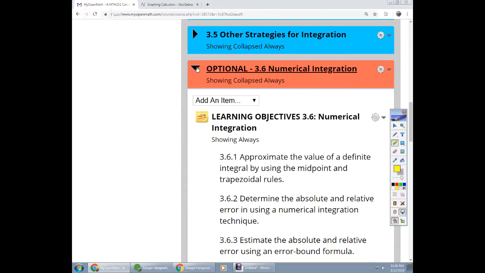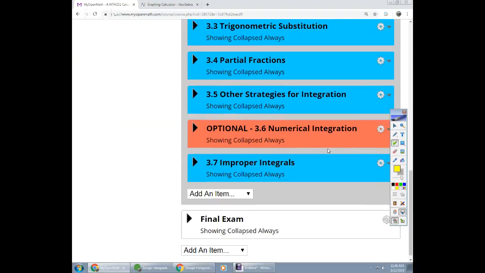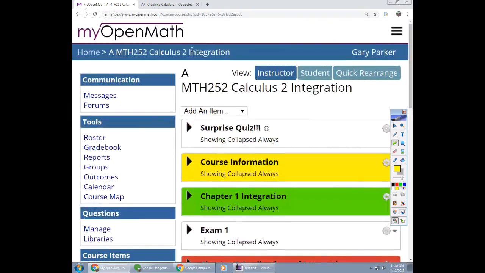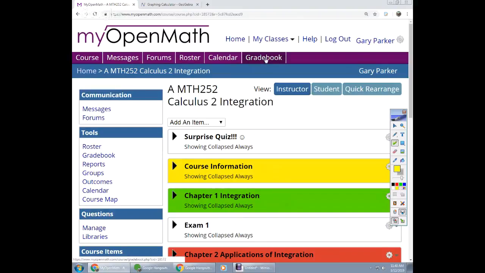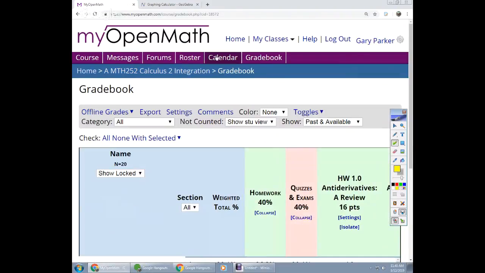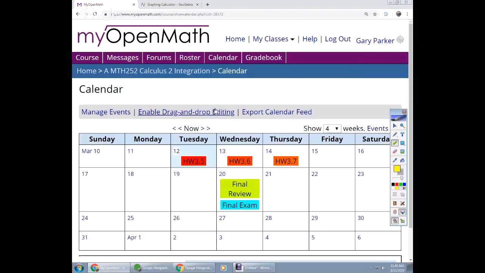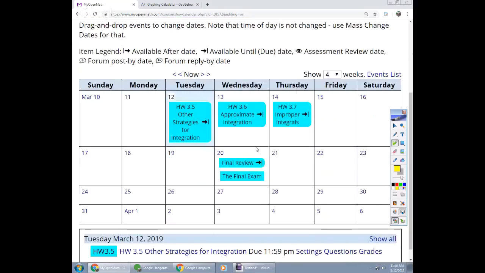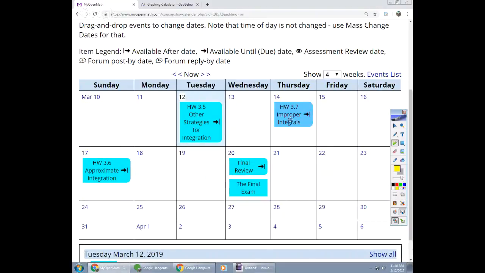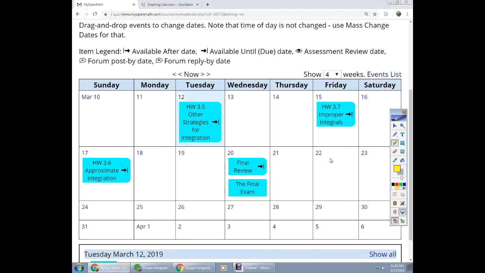Is that still on the same due date then? Let's do some housekeeping. No, wait, I'm going to do one question at a time. Please be quiet for a second. Hold that thought, Sam, no offense. All right, so 3-6, I'm now going to put on Sunday night. Improper integrals, I'm going to move to Friday.